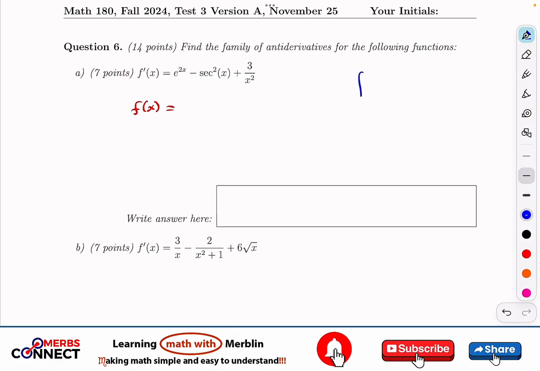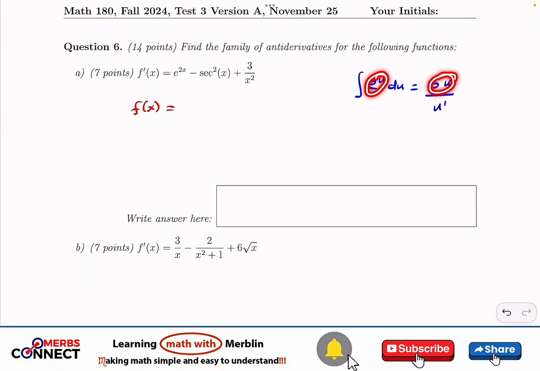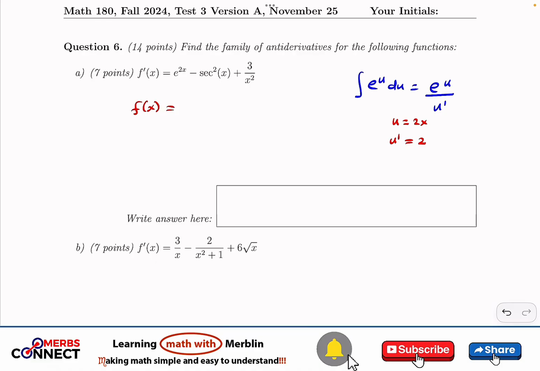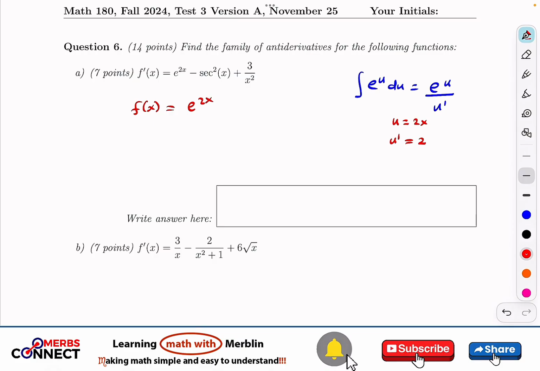Anytime you are integrating an exponential function, this is how it goes. It is the exponential function divided by u prime. So you maintain the exponential function, and you pick what is on the top and differentiate it. Compare this here to this. You can see that your u is 2x. So I have u equal to 2x, and I need u prime, which is going to be 2. So when I do the substitution, I'm going to have e to the power 2x divided by 2.